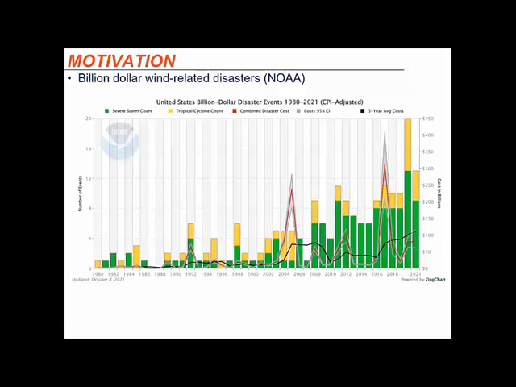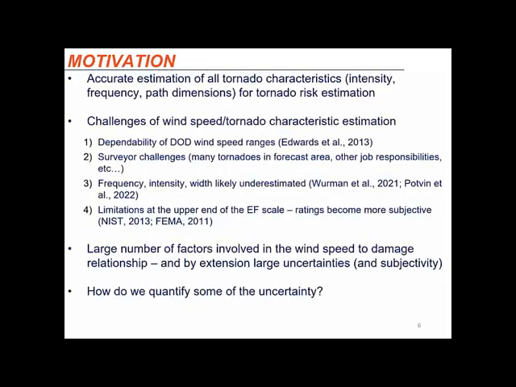This is probably not new information to everybody on the call, but if you look at billion-dollar wind-related disasters in NOAA over the years, what you can see is that these events are increasing, and a large proportion are really due to severe storms and all the hazards associated with them. So as engineers looking at tornadoes specifically, we're really interested in the accurate estimation of all the tornado characteristics, whether it be intensity, frequency, or path dimensions for tornado risk estimation.